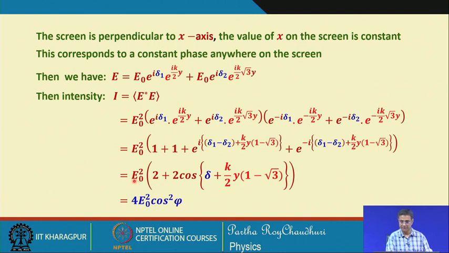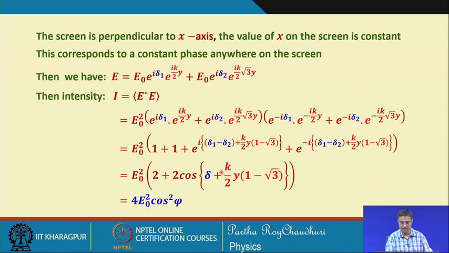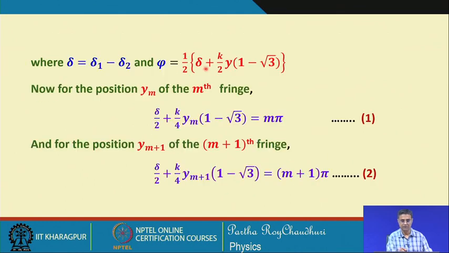Therefore, if I summarize this, E 0 square 2 plus 2 cosine delta plus k by 2 y 1 minus under root 3, which will give you that if you take 2 outside, because this will be 1 plus cosine 2 theta. So, that gives you 4 E 0 square cosine square phi, where phi I have used this value of phi equal to half delta plus k by 2, this, which is actually the consequence of this quantity, divide by 2 will be called phi. So, that is what half of this quantity is equal to phi.